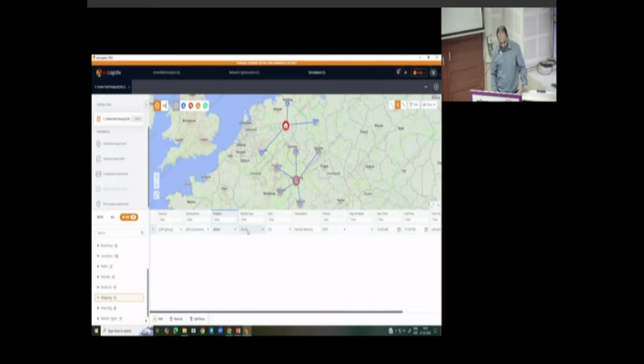Vehicle type: truck, and what is this type? LTL. What is LTL? Less than truckload. Then you have FTL, full truckload. Then FTL with periodic check. What is this FTL with periodic check?